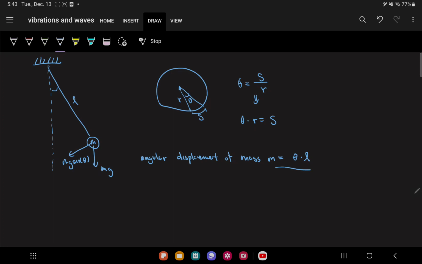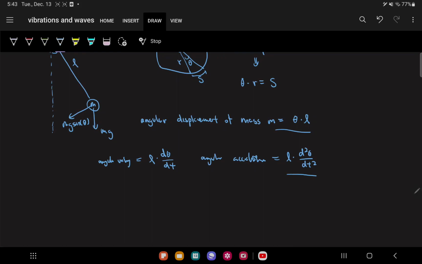Now obviously if this is the X, what is the V? Well, the length doesn't change, so it's going to be L times the derivative of theta with respect to t. So this is our angular velocity. And then our angular acceleration is obvious as well, as you just take the derivative of the velocity. So this is going to be length times the second derivative of theta over dt squared, right? So let's just keep this in mind for now.